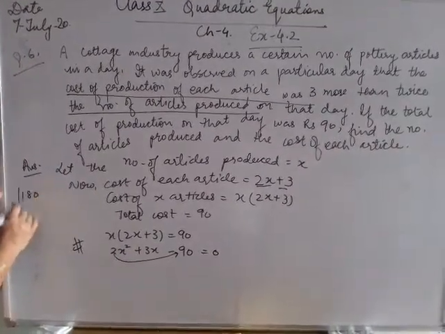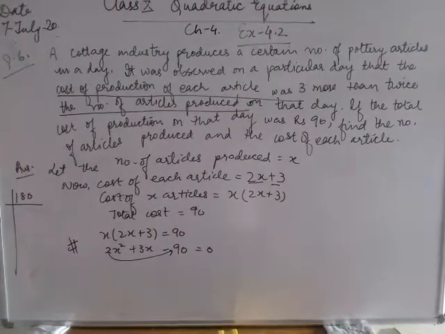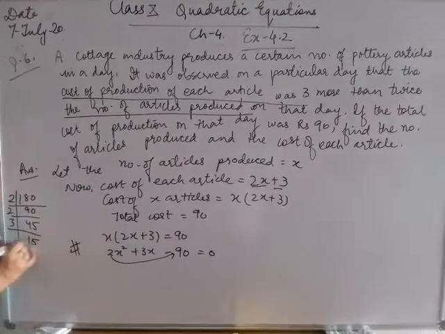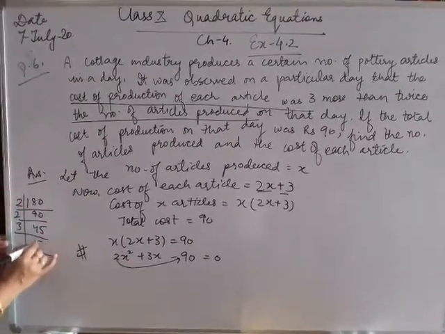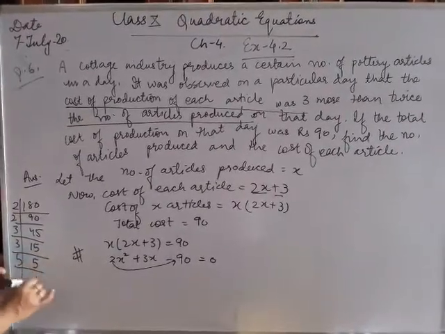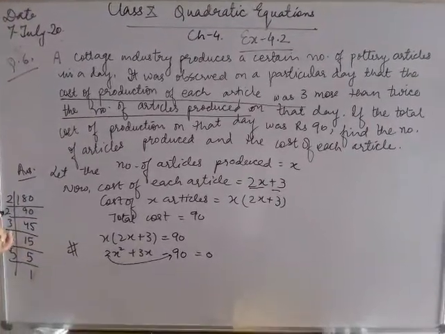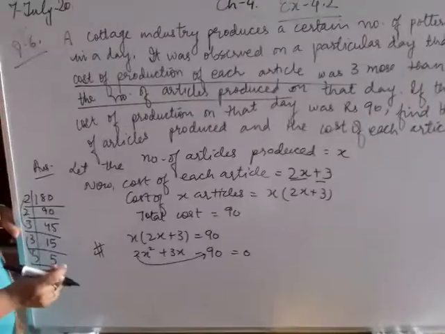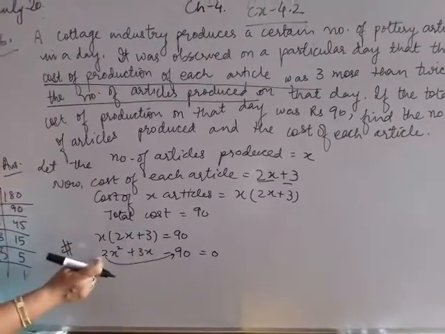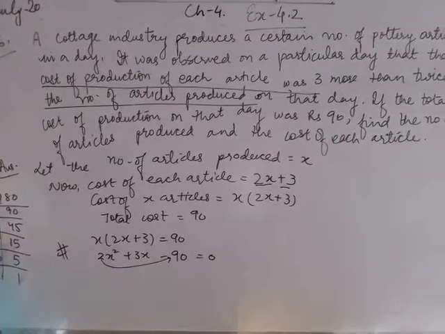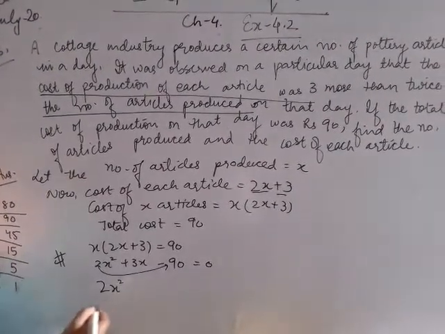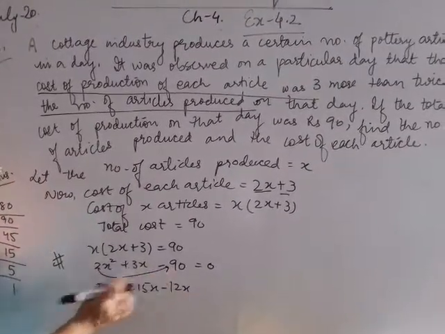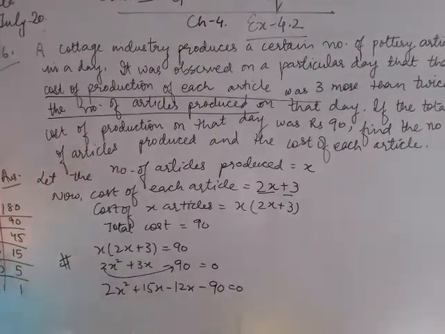So initially we need to have the factors of 180. Okay. So 2 nines are 18, 2 45s are 90, 3 15s are 45, 3 5s are 15, then 5 1s are 5. Now this is 15 and 3 2s are 6, 6 2s are 12. Okay. Now 15 and 12. So the factors of 2 into 90, that is 180, will be 15 into 12. Okay. So we can write 2x square plus 15x minus 12x. This will give 3x, and multiplied will get minus 90 into 2, minus 180, is equal to 0.